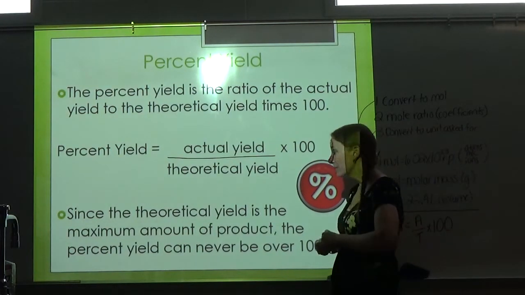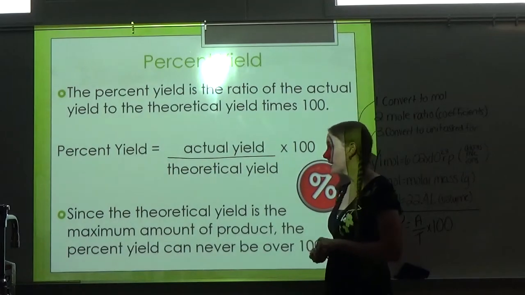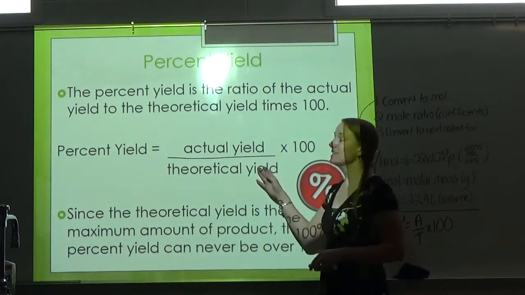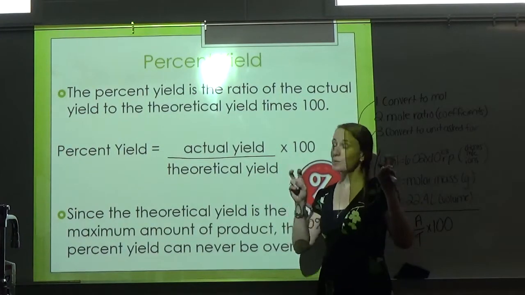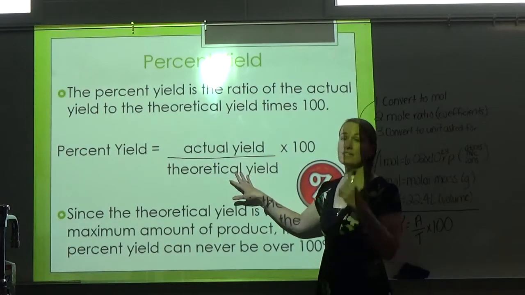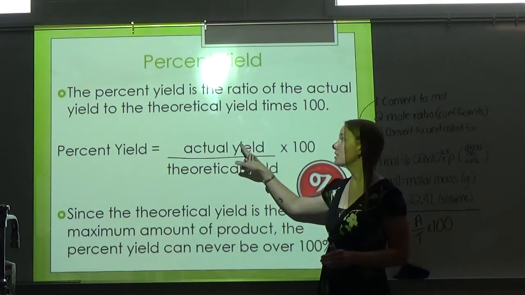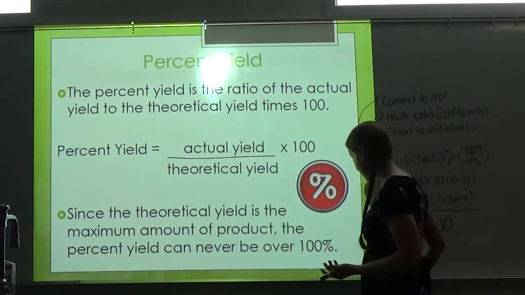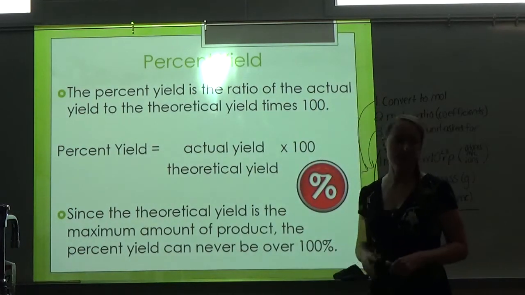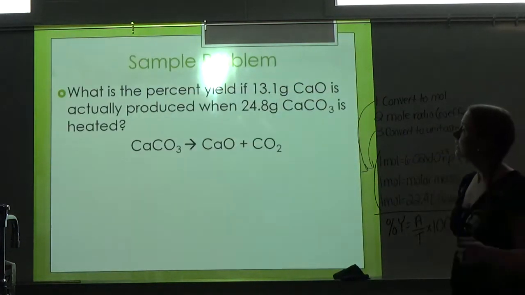Now, since the theoretical yield is the maximum amount of product, the percent yield can never be over 100%. So this isn't like a grade in class where you can get bonus points. There's no bonus in a chemical reaction. So theoretical is the absolute maximum you can make, so your actual can never be bigger. It could be equal, but even getting 100% is not super common.